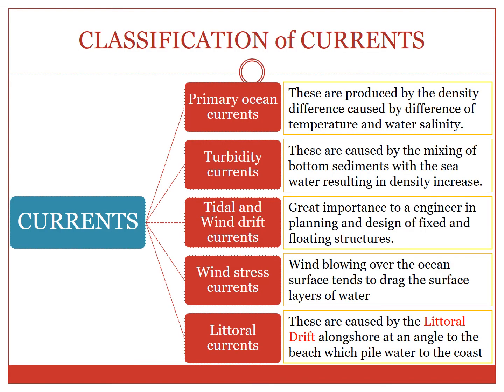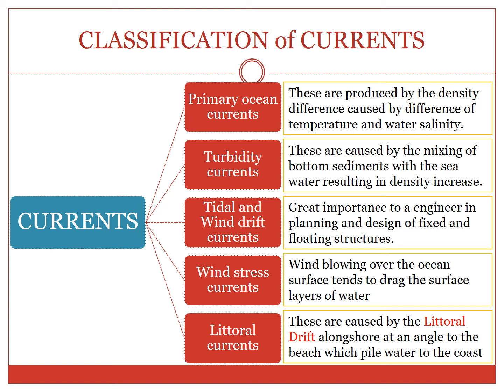Now the classification of currents. Currents may be classified into 5: primary ocean currents, turbidity currents, tidal and wind drift currents, wind stress currents and littoral currents.